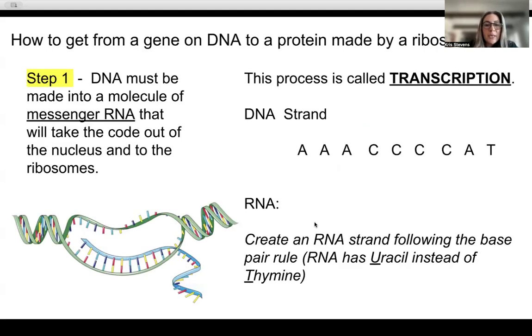How to get from a gene on DNA to a protein. Step one, the DNA must be made into the mRNA, and that's through transcription. DNA strand is this. From that, we make the RNA strand. So your challenge is to do this in your notes. I'll give you just a second. Put this in your notes. What pairs here to form the mRNA?